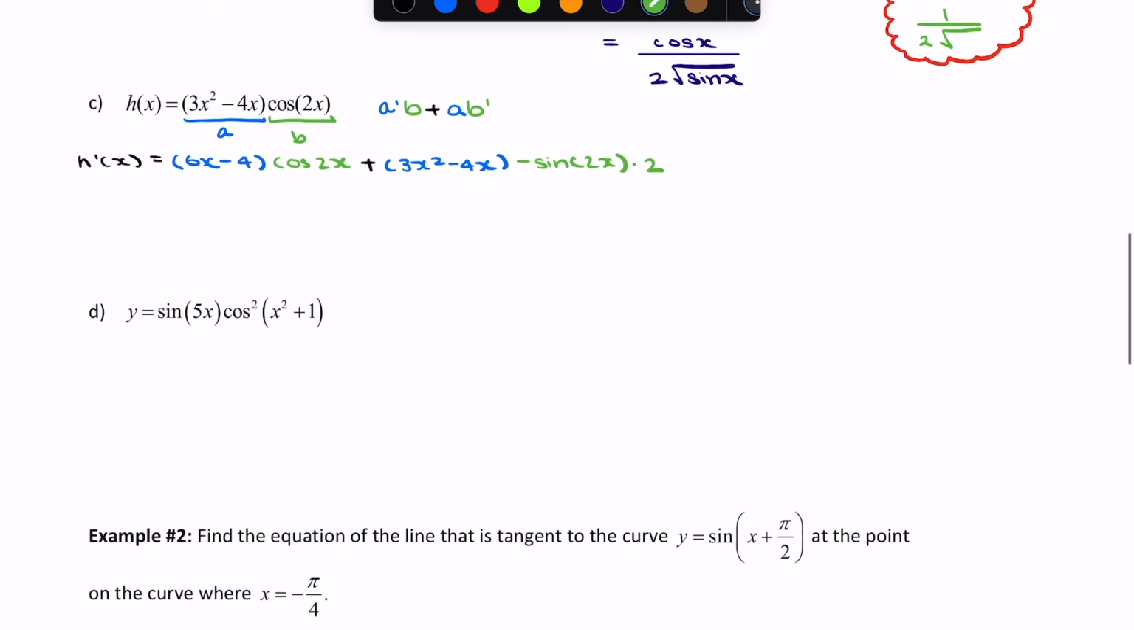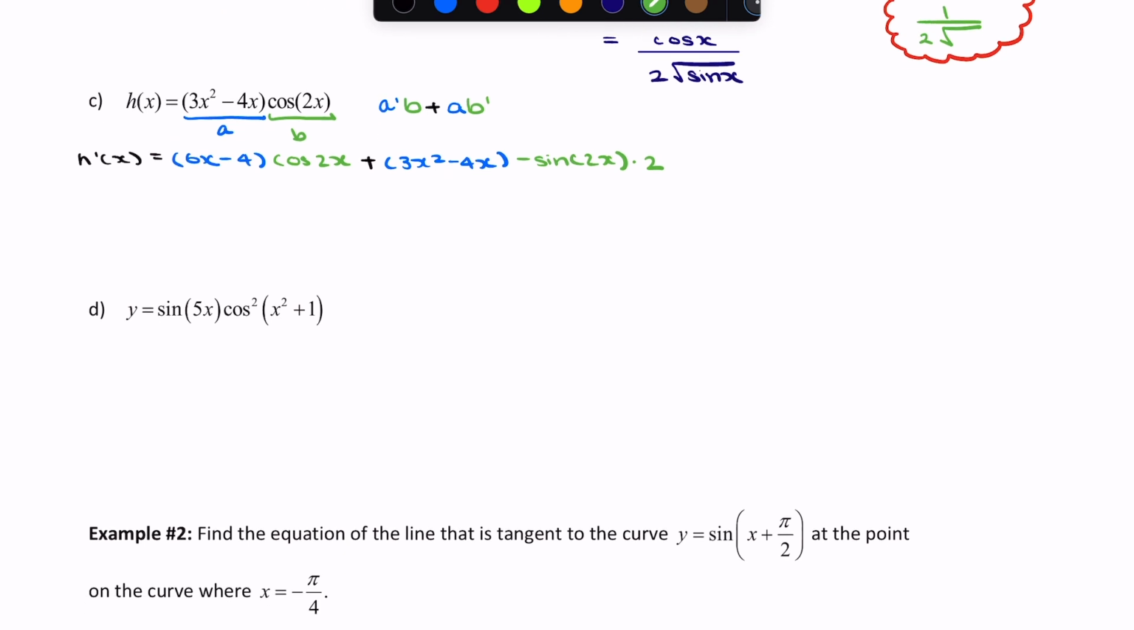Okay, so let's look at this last question here. It says y is equal to sine of 5x. So that will be our a value here. And we have cos squared of x squared plus 1, and that will be our b value here. So then we're using the product rule.